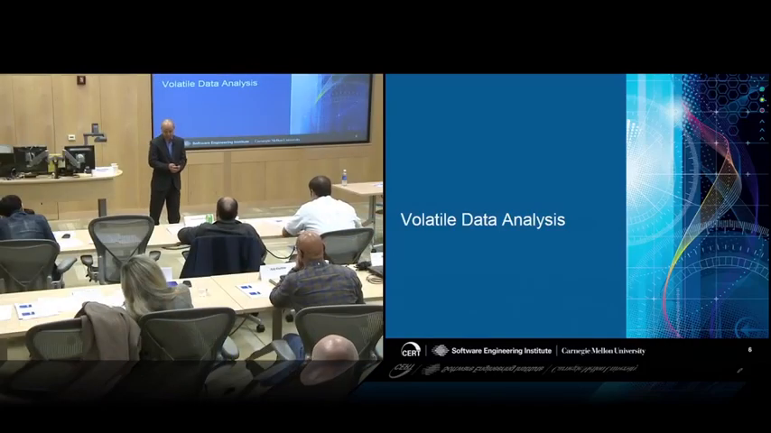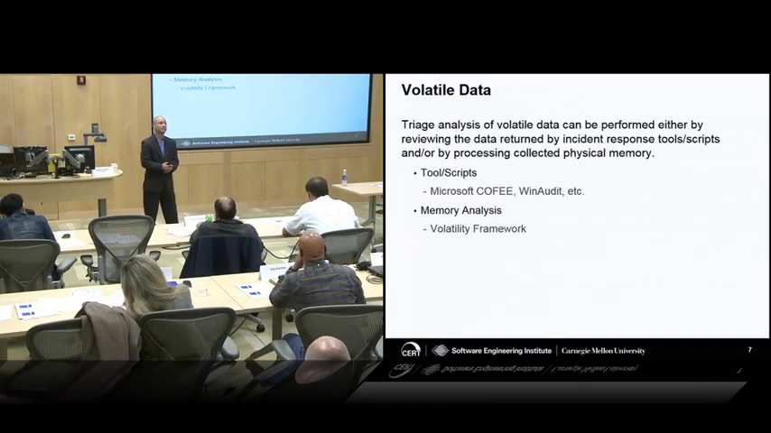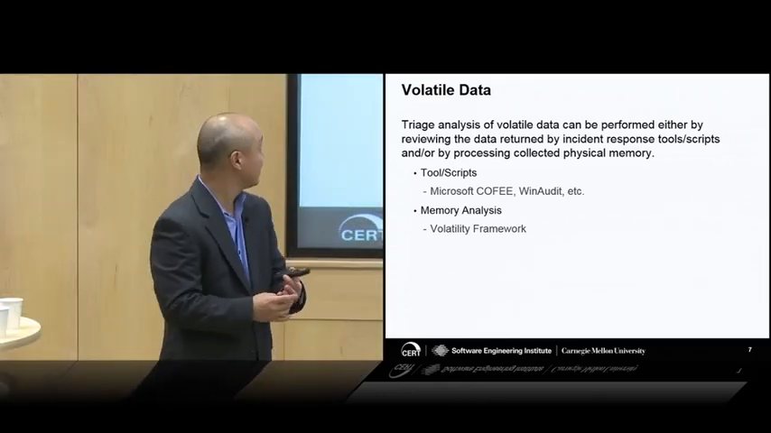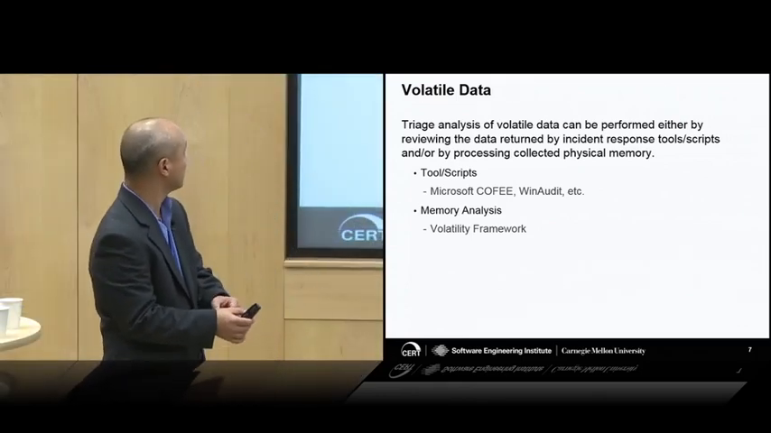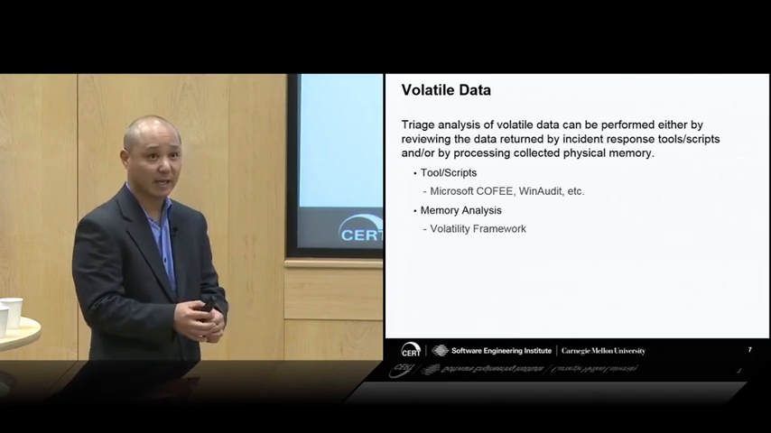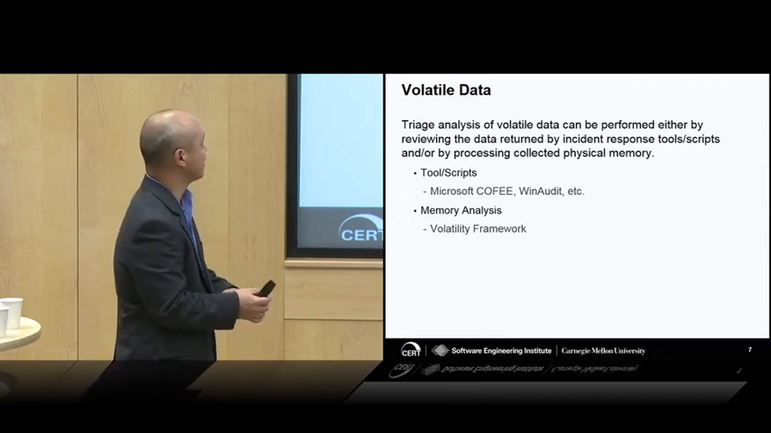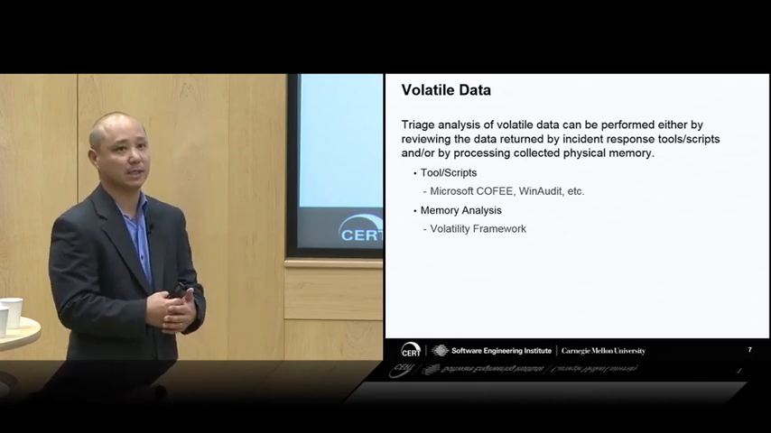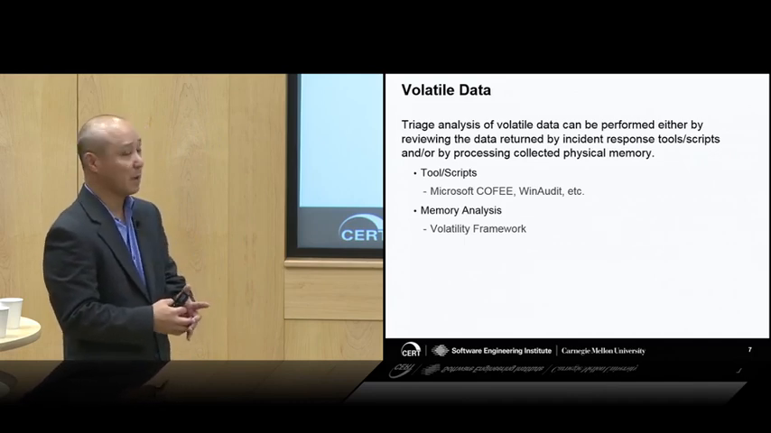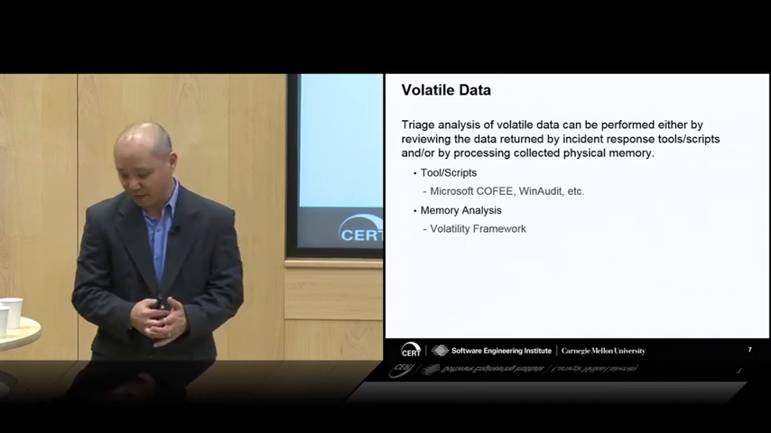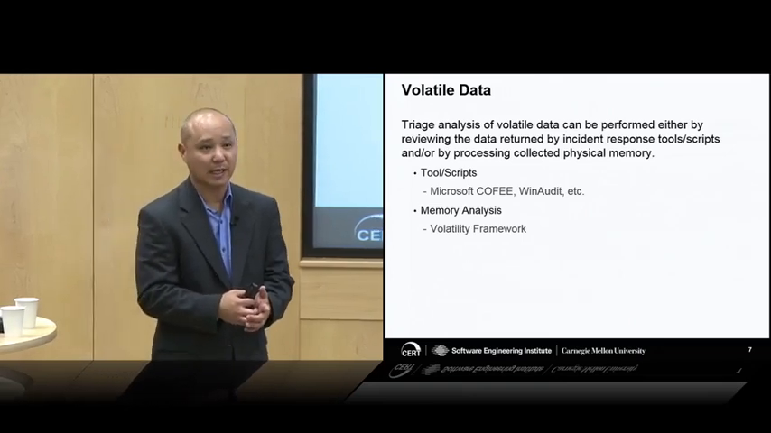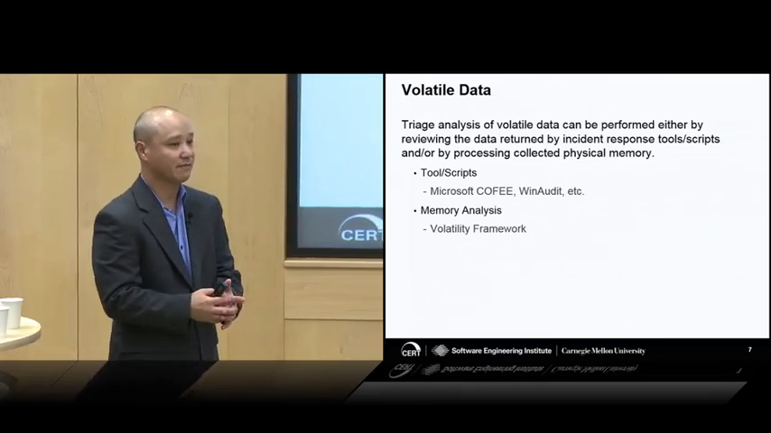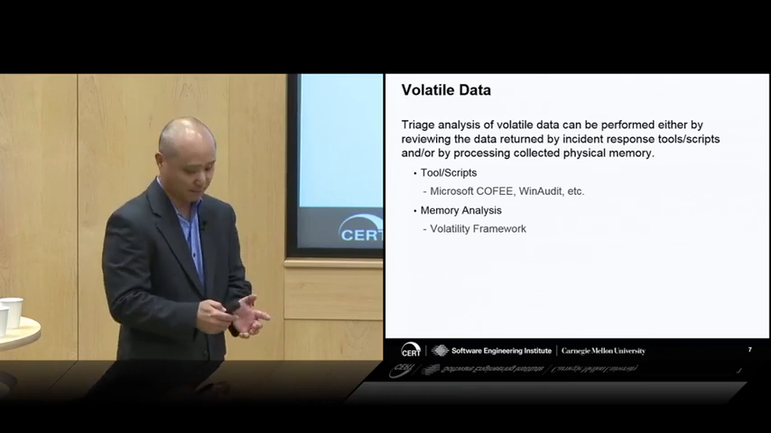Volatile data analysis. Triage analysis of volatile data can be performed either by reviewing data returned by incident response tools, or it could be for physical memory. Some of the tools or scripts that you can use: there's Microsoft COFEE. WinAudit is a GUI-based tool. And then for memory analysis, there's something called the Volatility Framework, which is actually pretty popular. Volatility can also pull memory off of VMs, so that's helpful.